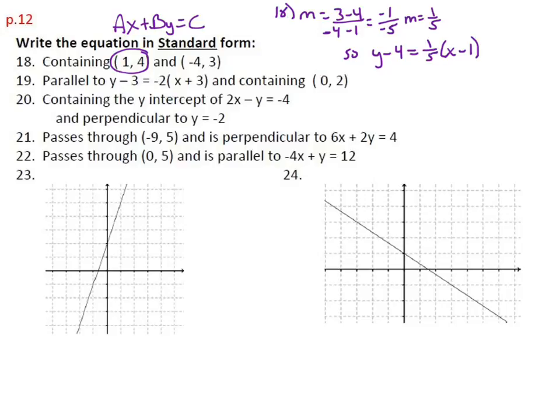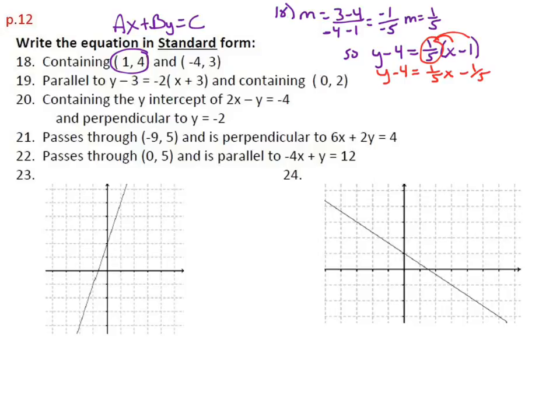To get it to standard form, remember, we don't want any fractions, and we want our x and y values on the same side. So I'm going to start with the distributive property. y minus 4 is equal to 1/5 x minus 1/5. Now some people like to get rid of the fractions first. Some will move the x and y to the same side and then get rid of the fraction. Really doesn't matter to me, but I know most of y'all like to get rid of the fractions, so we'll do that step first.